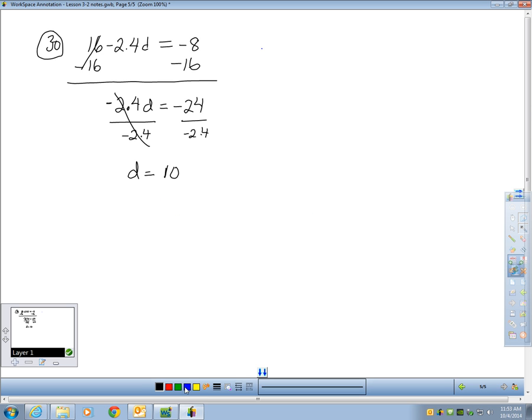I should check my answer now. D is 10. Let's go up here and check it. If I plug a 10 in here, 2.4 times 10 is 24. 16 minus 24 does give me negative 8. So remember, these are equivalent equations. If I've done my work right, they ought to be. And even this one is equivalent because negative 2.4 times 10 is negative 24.